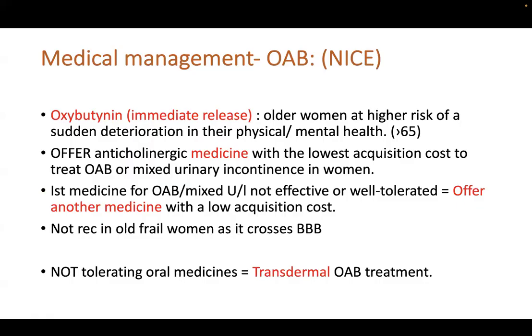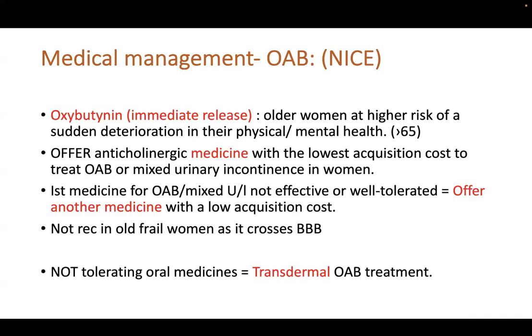Regarding oxybutynin, it is found in 2 forms, either immediate release or transdermal. Immediate release oxybutynin we will not offer in older women more than 65 years. Why? Because they're at high risk of sudden deterioration in the physical and mental health. So in older patients, we will offer them transdermal oxybutynin.